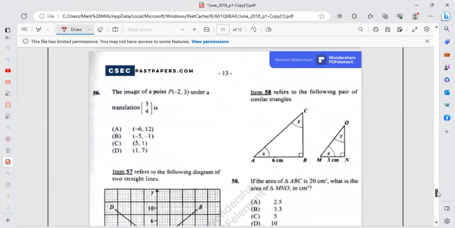Question 56. The image of the point 2, negative 2 and 3 on the translation is. So here you are going to write negative 2 and 3 plus 3 and 4. Right. So when you work it out, this will give you 1 and 7. So you write in a combined form 1 and 7. Right. So the answer is D.